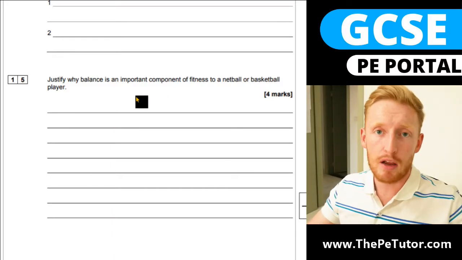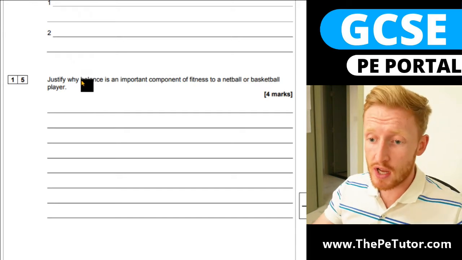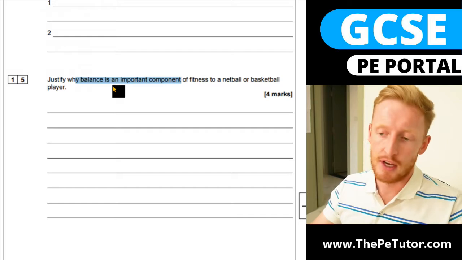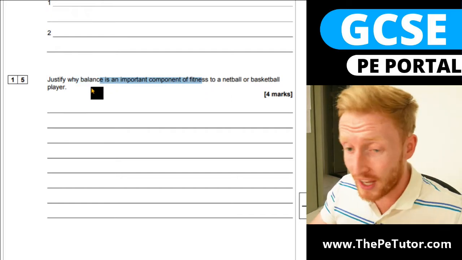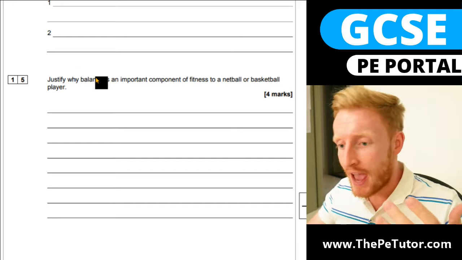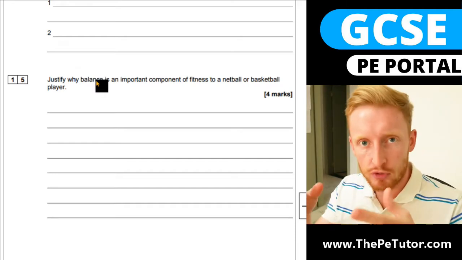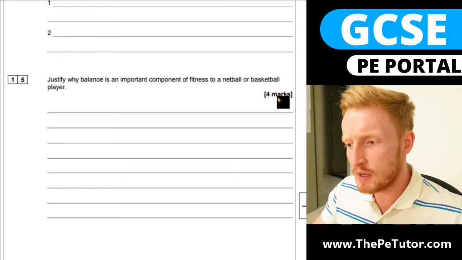We're going to be looking at components of fitness applied in sports in this video, and this question here from exam paper 1 is looking at balance. Now these questions could be any other component of fitness. This could be coordination, this could be strength, this could be aerobic endurance, whatever it might be. The same principles of answering and structuring your answer remain the same.